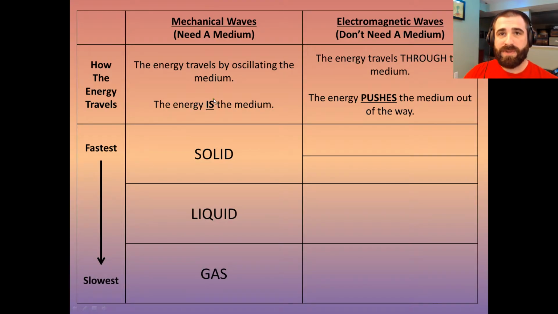Because mechanical waves are the medium. They transfer energy by oscillating the medium. The closer the molecules are, the faster that energy can get transferred down the line. So mechanical waves, not just sound, but all mechanical waves travel fastest through a solid, then a liquid, then a gas, if they can travel through different media. But density is the biggest factor here.